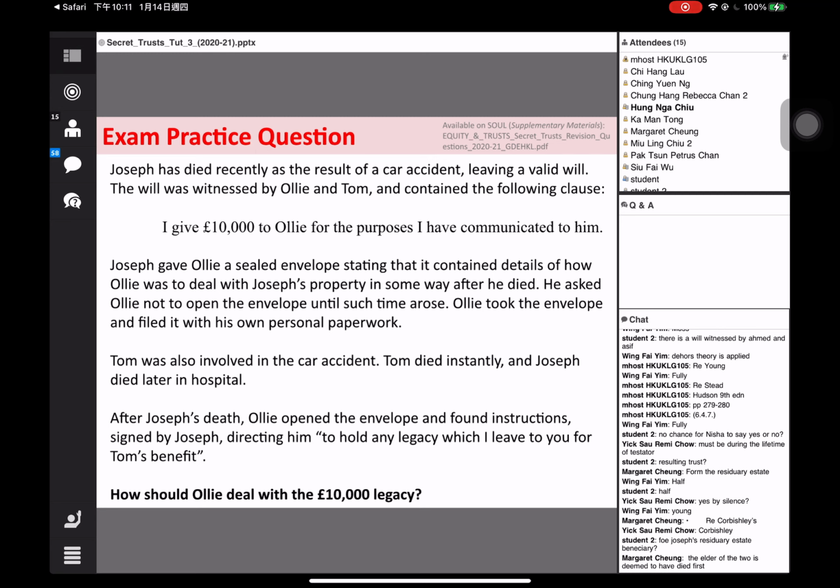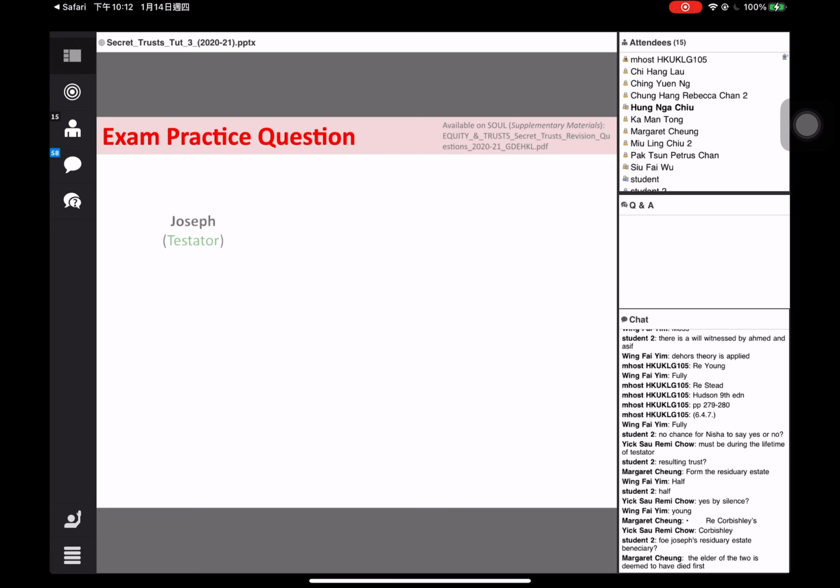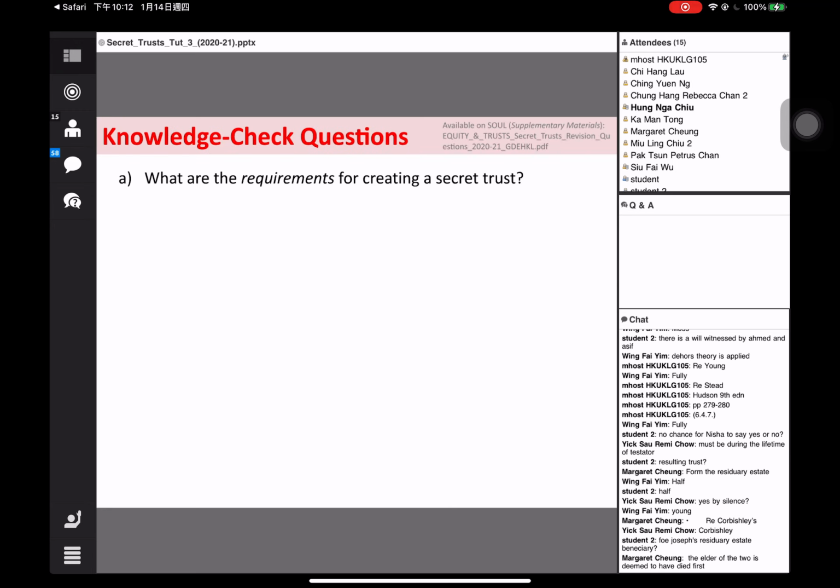Yes, if there's no other way possible, and it's medically, then it will be deemed that the elder one, the older person, died first. That will be the presumption there. Right, just before we finish off, I just want to go through a few very quick revision questions with you. Knowledge check questions, just to keep us on track.